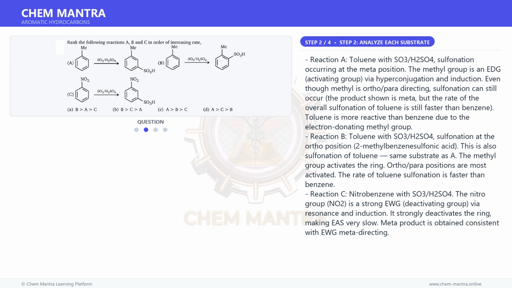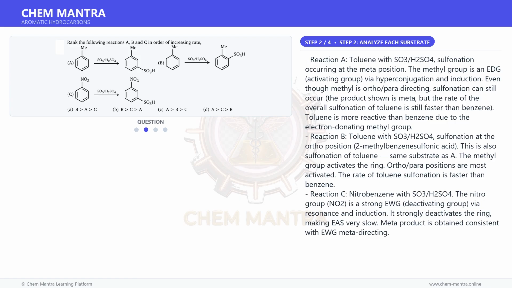Reaction A, toluene with SO3H to SO4, sulfonation occurring at the meta position. The methyl group is an EDG, activating group, via hyperconjugation and induction. Even though methyl is ortho-para-directing, sulfonation can still occur. The product shown is meta, but the rate of the overall sulfonation of toluene is still faster than benzene. Toluene is more reactive than benzene due to the electron-donating methyl group.